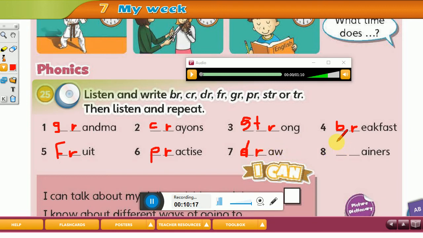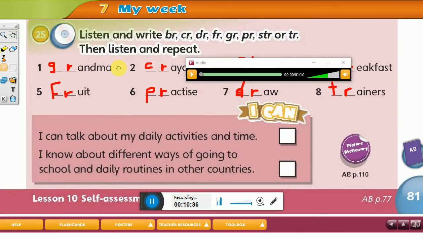The last one, number 8, trainers. Yes, excellent. T R. Okay. We finished our unit successfully, and at the end of this unit we should be able to talk about my daily activities and time. We should know about the different ways of going to school and daily routine in other countries.